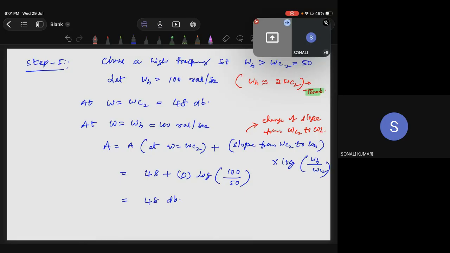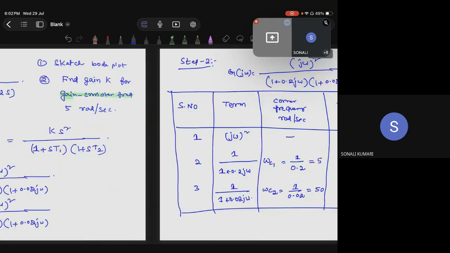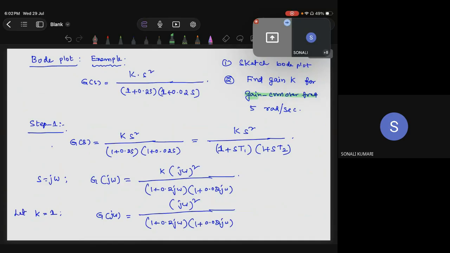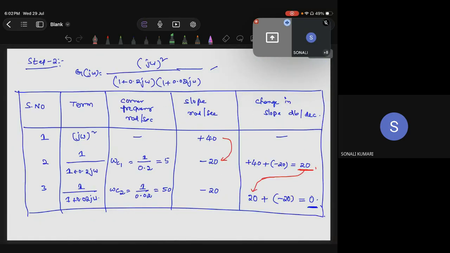Any doubts? Sir, I'm a little bit confused by taking the values of the variables. Which variables? Let me show you from step 1 onwards. Step 1 clear? Yes, sir. Step 2, forming this table. Any doubt?